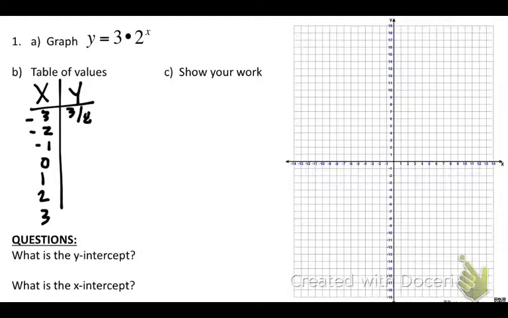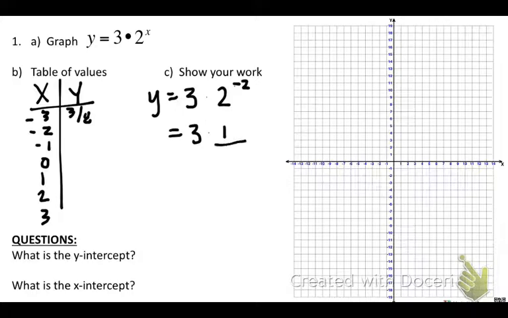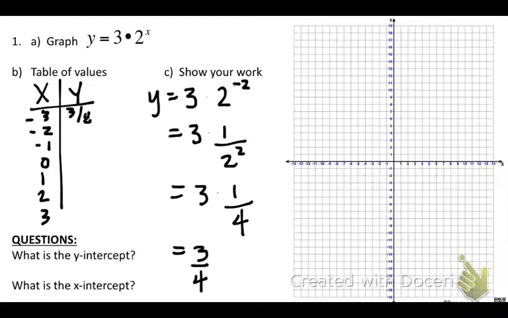We're going to plug in negative 2. I'm going to kick that 2 squared to the bottom. 2 squared is 4. Multiplying across the top, we get 3 over 4.